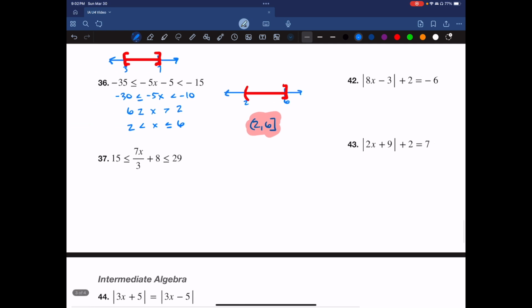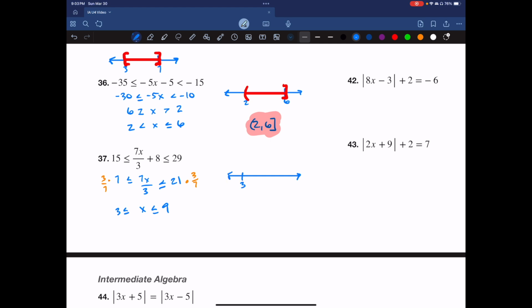Okay, on 37, I'm going to subtract 8 from everywhere. So it's going to be 7 less than or equal to 7x over 3 less than or equal to 21. Now, I'm going to take care of this in one fell swoop. I'm going to multiply everything by that reciprocal, so it's going to be 3 over 7. Okay, so 7 goes into 7 one time, 1 times 3 is 3. That's equal to, oops, 7x over 3, and I'll multiply by that too. So it's just x on the inside. And then 7 goes into 21 3 times, 3 times 3 is 9. There's that. So let's do my graph.